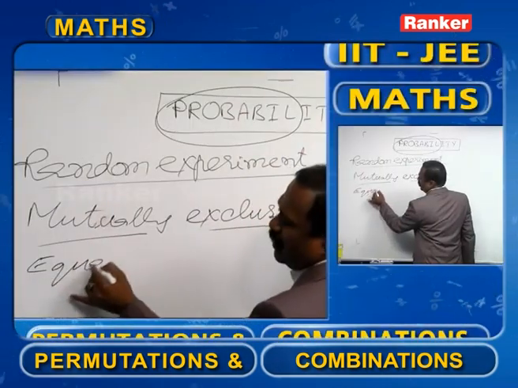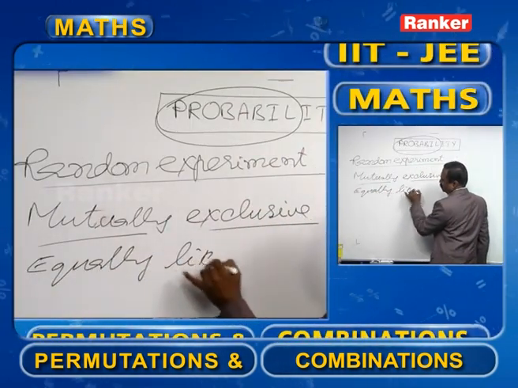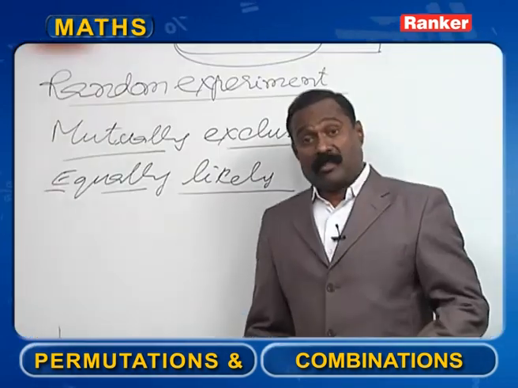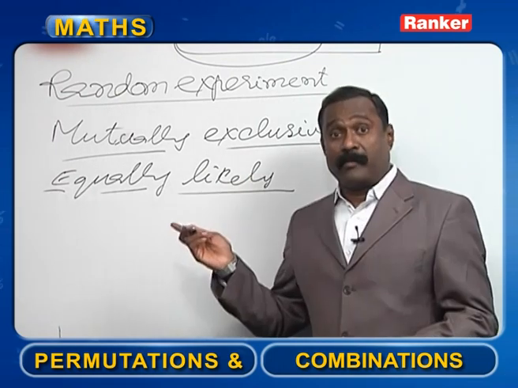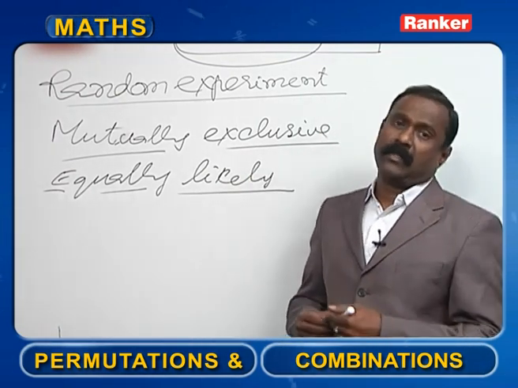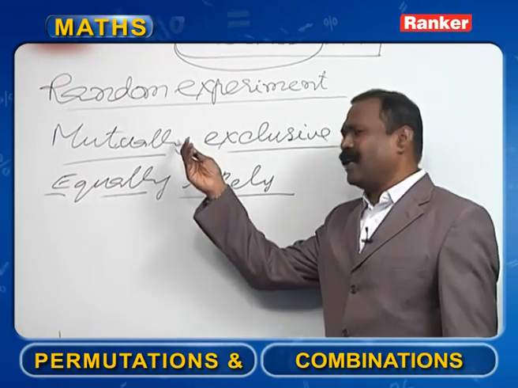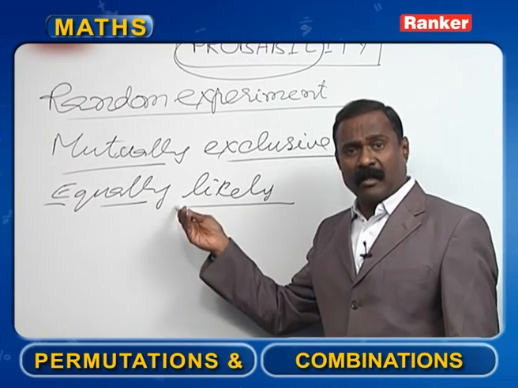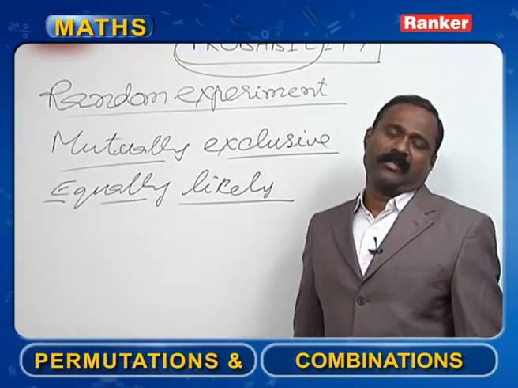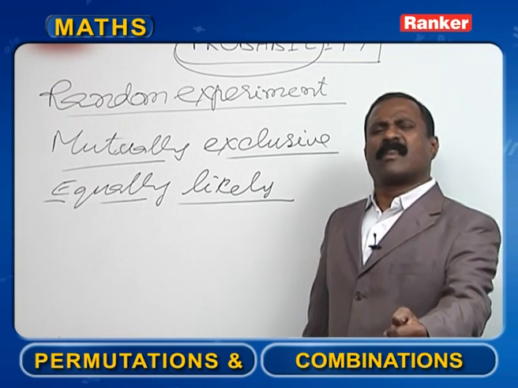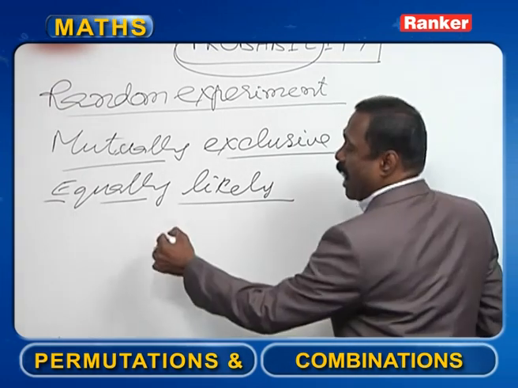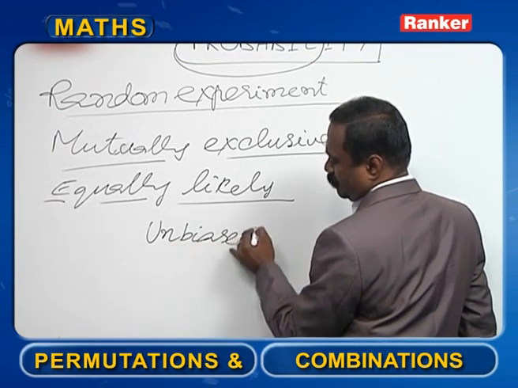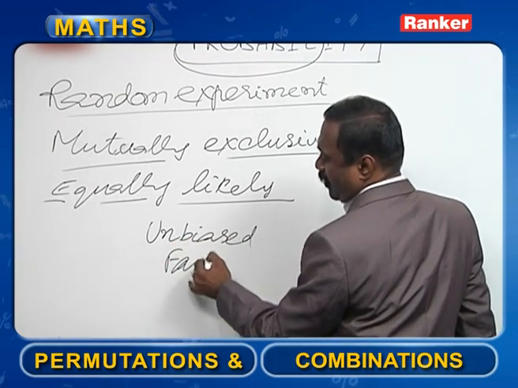Next, equally likely. In the definition itself you have all these terms, which is why these are the technical terms you must understand. What are these? Equally likely events. Like this, the meaning of the word itself will give you the definition. What is equally likely? Tossing a fair coin or unbiased coin, or simply we can say a fair coin.